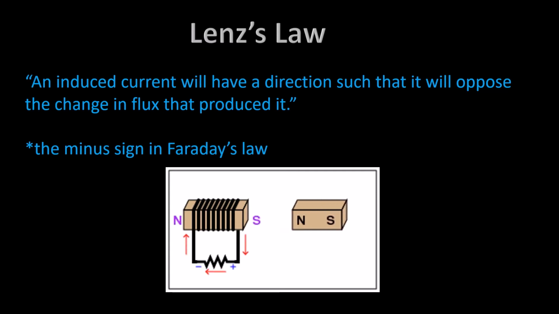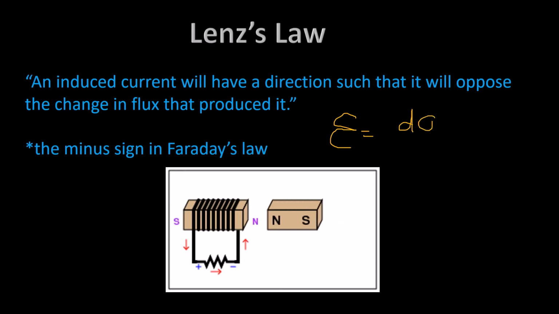So Faraday's law says that there's an induced EMF in a wire, or a coil of wire, and that's equal to the rate of change of flux. That's Faraday's law. Lenz's law says it's in the opposite direction, so it has the opposite sign, and that's where the negative sign comes from.